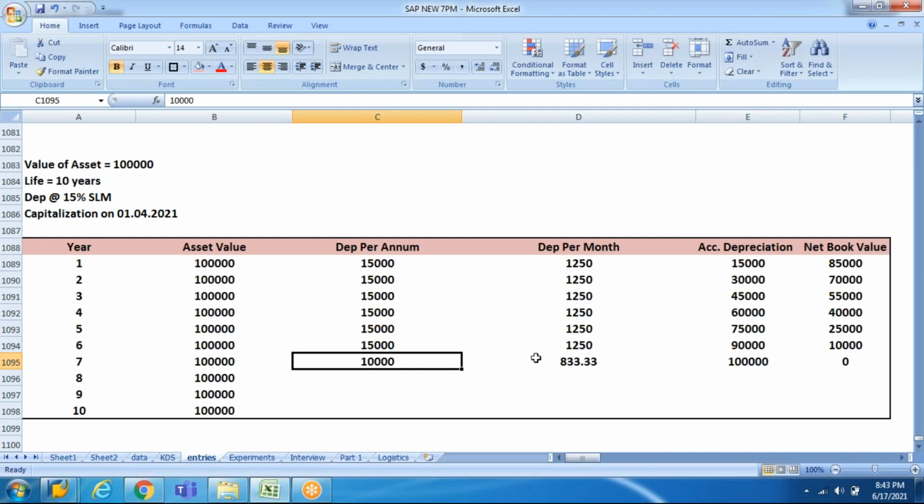One follow-up scenario for this. My client has another requirement where he's saying that for the first year the depreciation should be 15 percentage, and for the second year, the whole asset value should become zero. Is that possible? Yes.